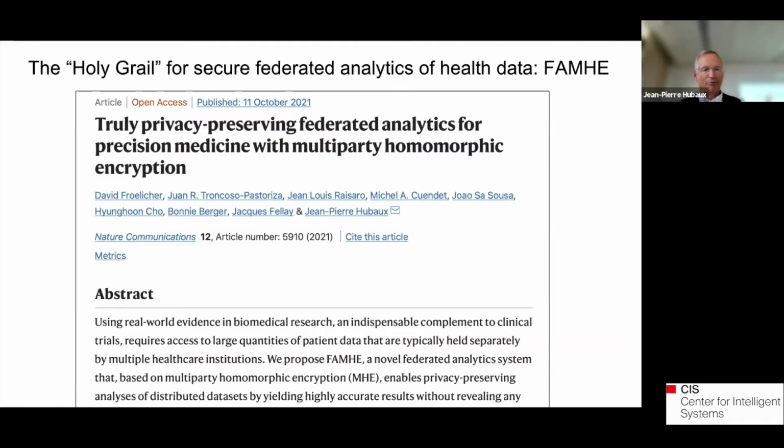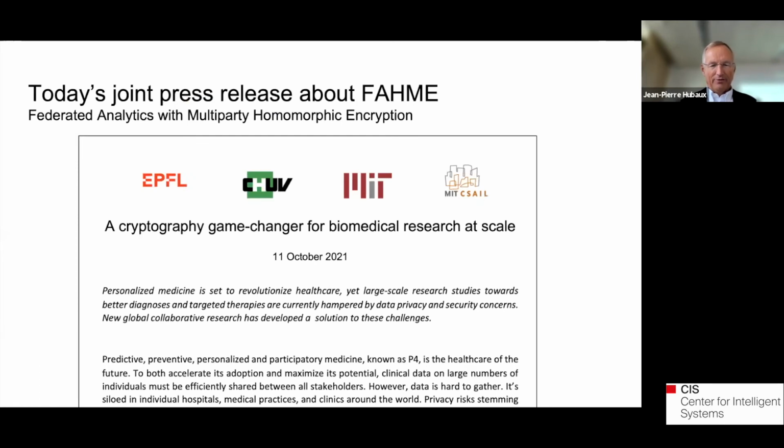And then what Jan was referring to is that this morning, by a felicitous serendipity, the paper on which we had worked with MIT and the Broad Institute has come out; it's now published in Nature Communications, and we like to call it the Holy Grail for secure federated analytics of health data. So, truly privacy-preserving federated analytics for precision medicine with multiparty homomorphic encryption, which boils down essentially to applying Spindle to medical data and showing it is possible to reproduce studies that had been carried out using this technique, without a loss in terms of accuracy. This is a press release, which is online on the EPFL website.